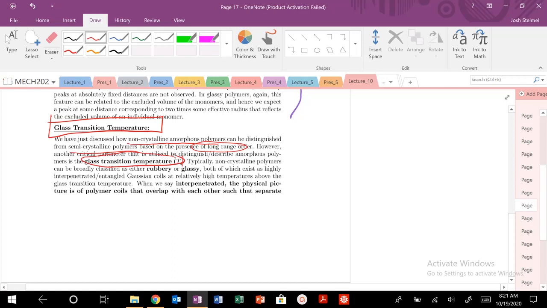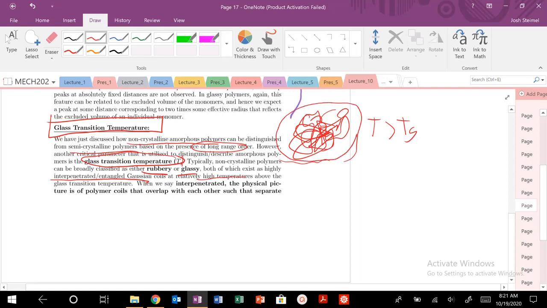So non-crystalline amorphous polymers can be either in a rubbery or glassy state, depending on the temperature. But the key thing is, in an amorphous polymer, we have polymers that are highly interpenetrated and entangled Gaussian coils at high temperatures, basically above Tg. So when my temperature is greater than Tg, we look like this.